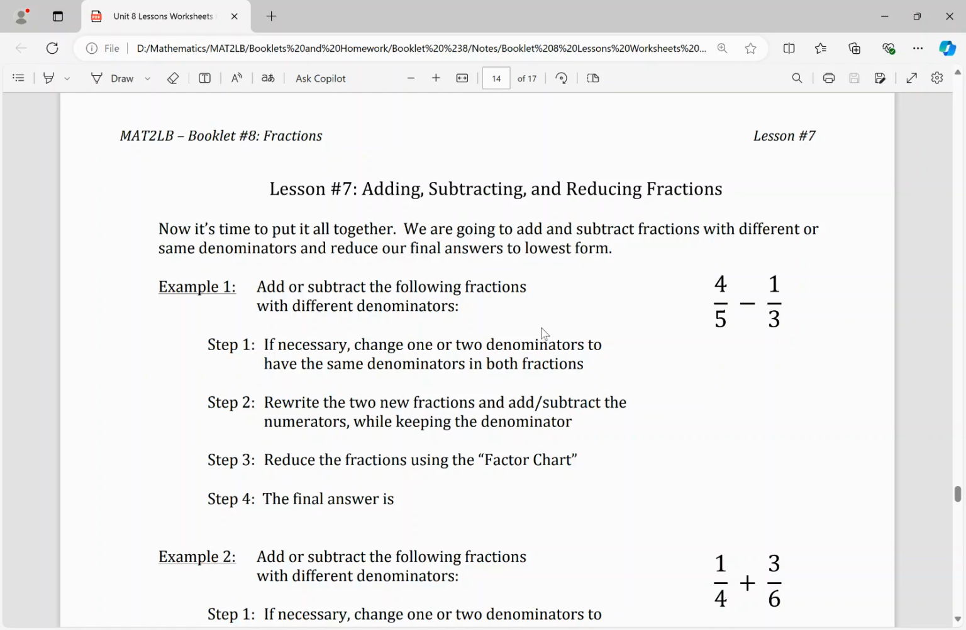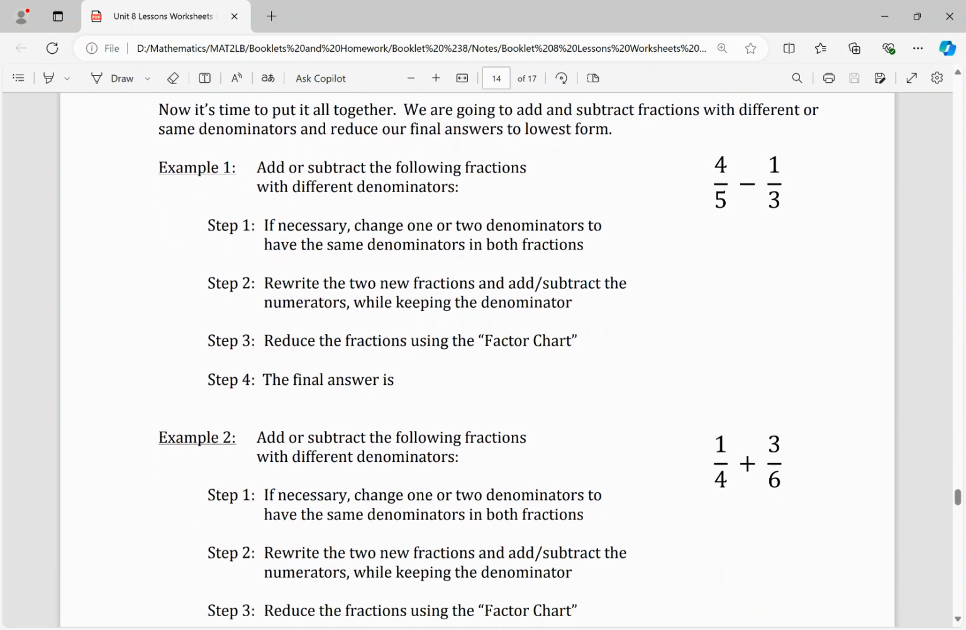Today we will be completing Lesson 7 in Booklet 8. That is the lesson on adding, subtracting, and reducing fractions. In this lesson, we're just combining some concepts together from previously in the unit. We have a couple examples where we are adding or subtracting fractions, but remember that from here on out, when you get a final answer, you need to see if you can simplify. Okay? So let's take a look at example 1.